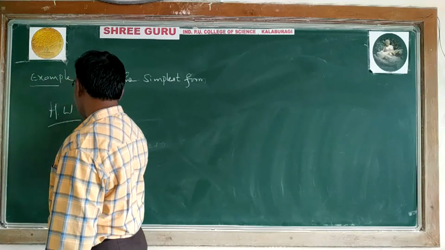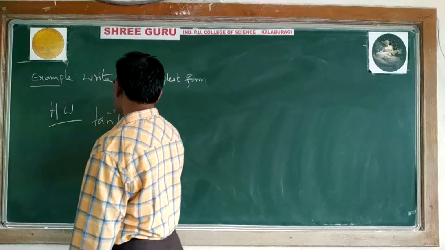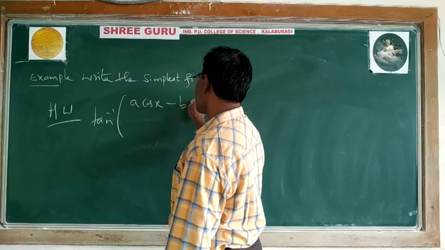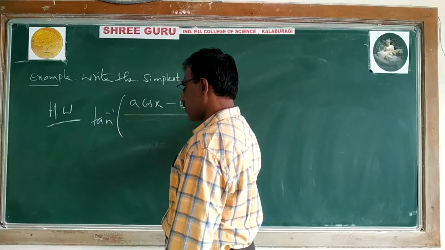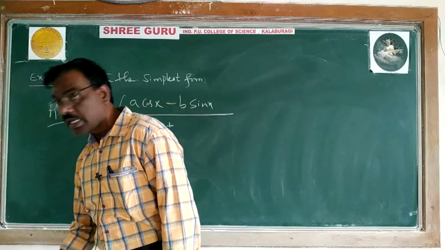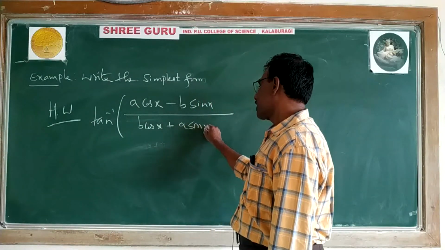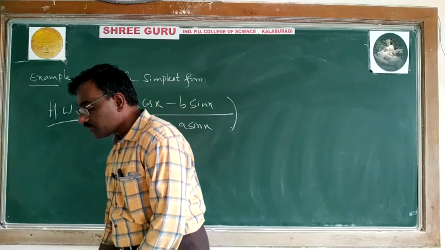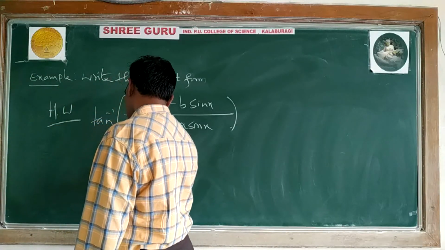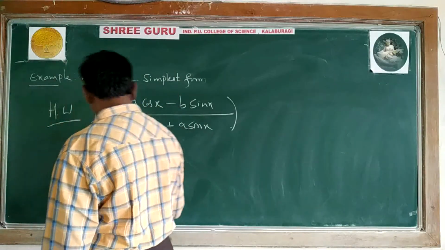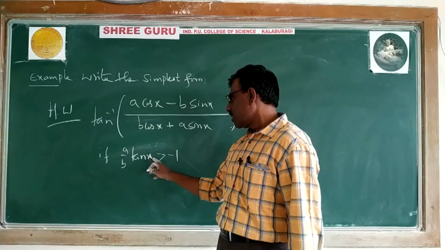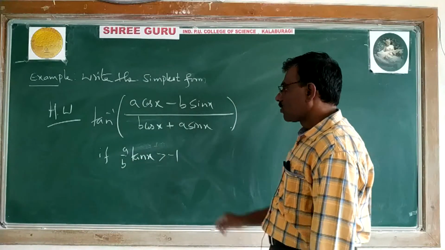Write the simplest form, tan inverse of a cos x minus b sin x whole divided by b cos x plus a sin x. Write the simplest form. Okay. If a by b tan x is greater than minus 1. Don't worry about this one. He is not asking a by b tan x greater than minus 1. So what about this problem?